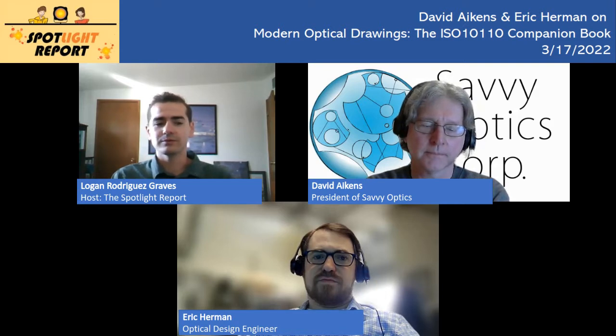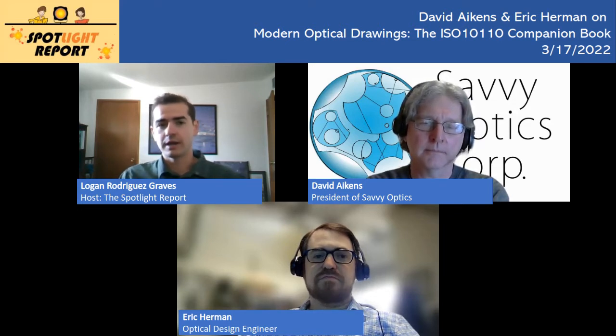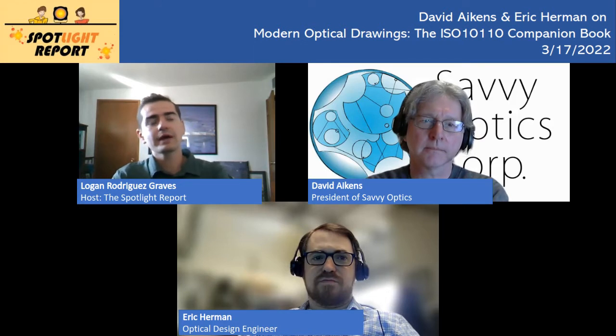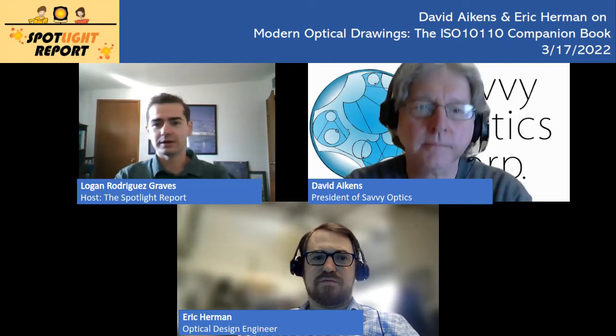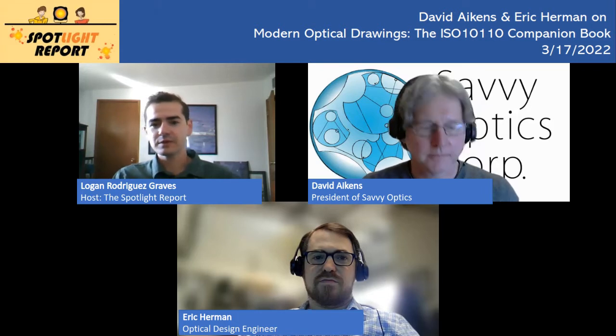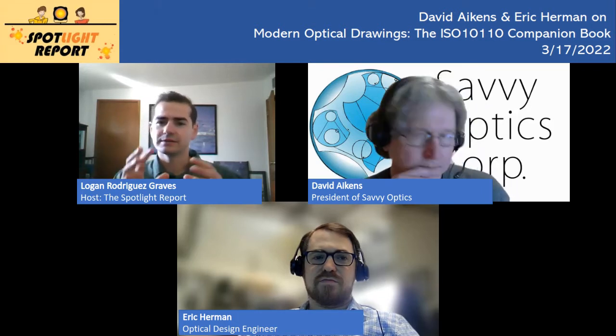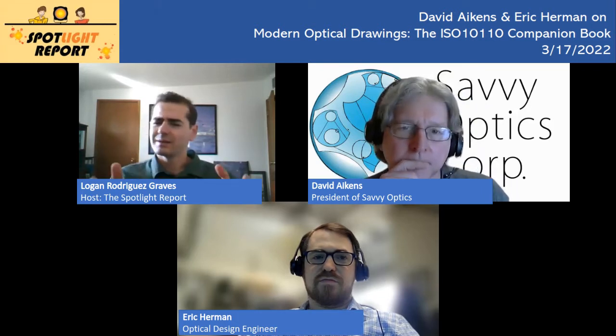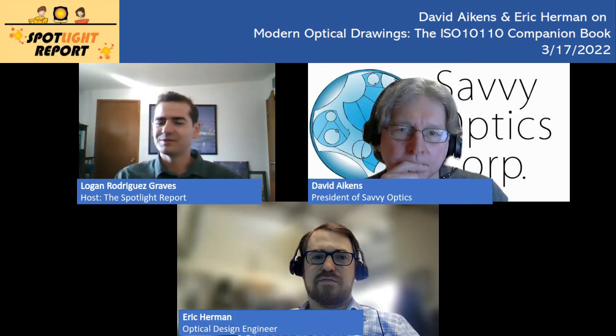So, without further ado, why don't we jump into what goes into an ISO 10110 drawing? And in fact, before that, what is this drawing? Just again, for people that aren't familiar, we've talked about, okay, I do a design and it's an optical system, and then I make a drawing. So if you've never done this, what is the drawing that we're talking about?